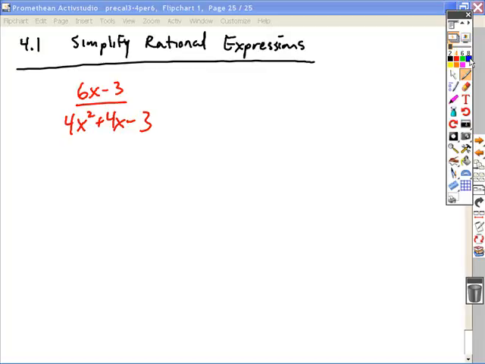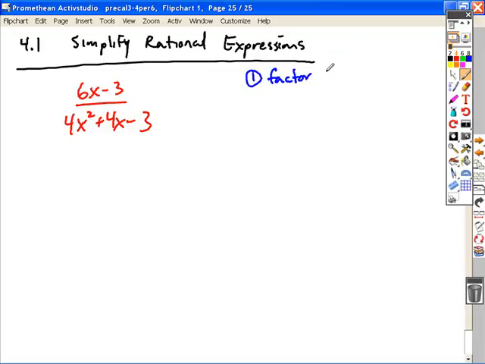Right? There's 2 steps to simplify rational expressions, very basic. Step 1, you're going to factor both the numerator and denominator of the fraction. Okay, you're going to factor it completely. Once you factor it, you're then going to cancel any common factors.